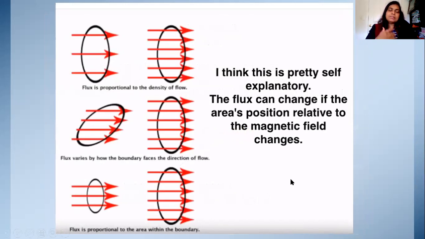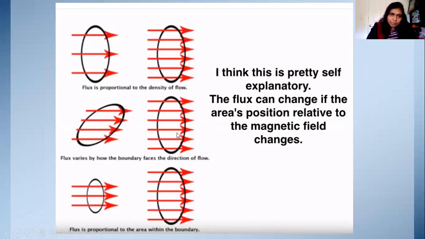All right, so now look at this bunch of pictures here. In the top picture, we have 1, 2, 3 arrows that represent the magnetic field lines. So there are 3 magnetic field lines passing through the coil. This black ring is the loop. And in this one, we have 1, 2, 3, 4, 5, 6 magnetic field lines passing through the loop. So we say that this second picture on the right has a high density of magnetic field lines. So it has a high magnetic flux.